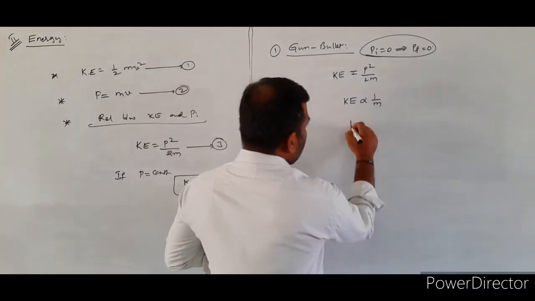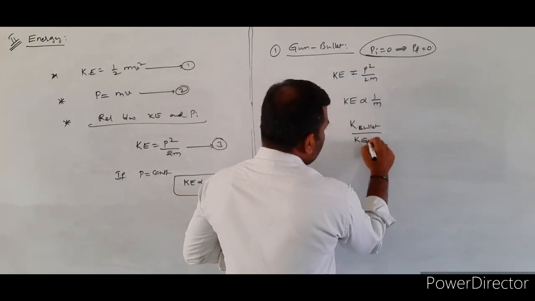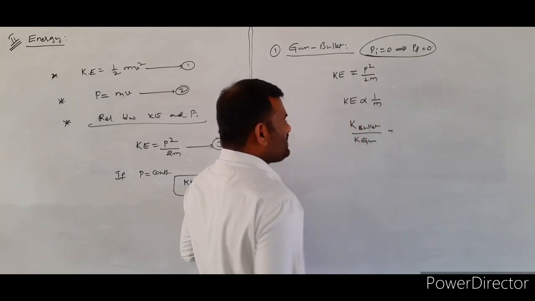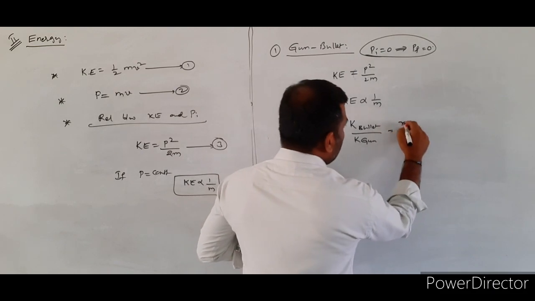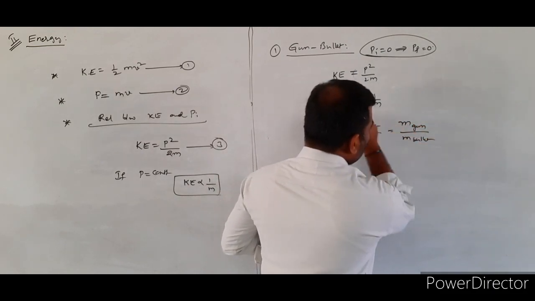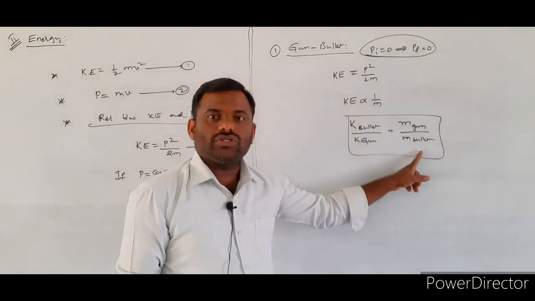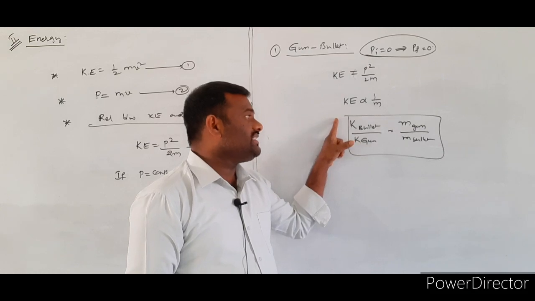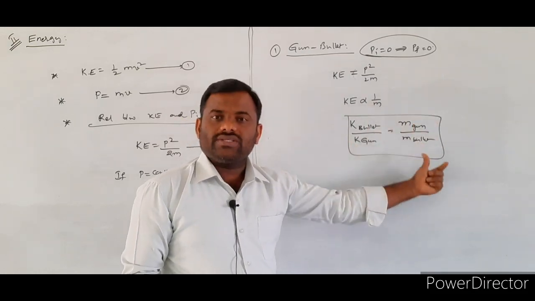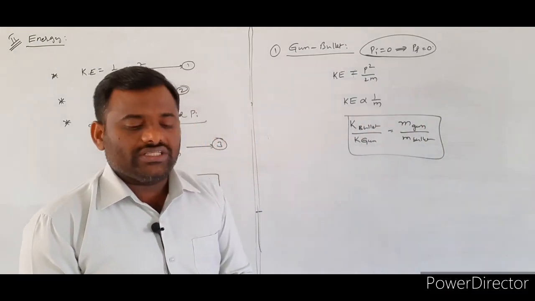So I will write the kinetic energy of the bullet to the kinetic energy of the gun is equal to... Kinetic energy is inversely proportional to the mass, so I will write here mass of the gun by mass of the bullet. So the kinetic energy of the bullet by the kinetic energy of the gun is equal to mass of the gun by mass of the bullet. So this is the first application, which is related to the kinetic energy of the system.